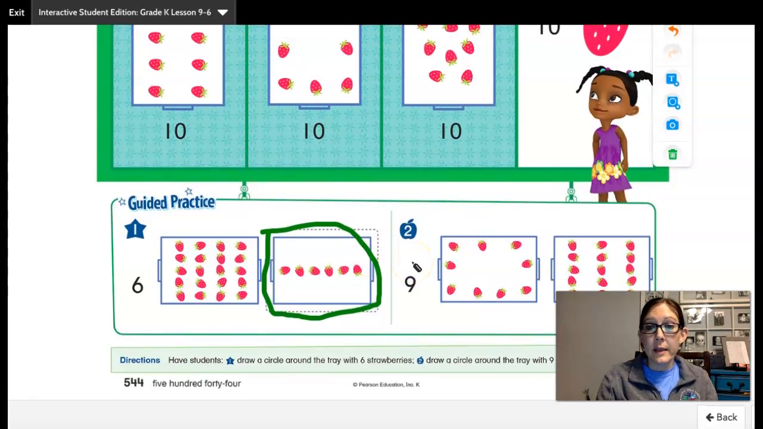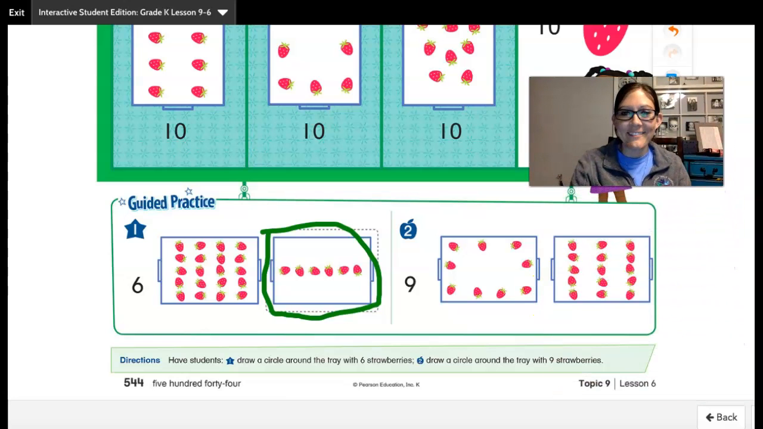All right, let's look at number 2, apple. Move me out of the way. There we go. It wants us to find the tray that has 9 strawberries on it, and we'll draw a circle around it. Now, since these are all in a circle here, we should mark them while we count to make sure that we get every strawberry. Let's go ahead and do it.